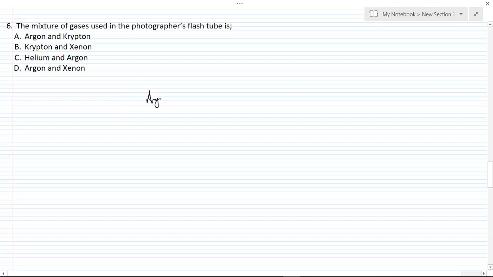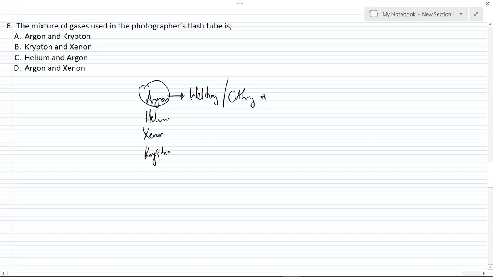Then we have Argon, Helium, Xenon, and finally Krypton. However, we're going to use the method of elimination now to get the correct option here. The moment you hear argon, what should come to mind in terms of its application should be welding and cutting of metals.